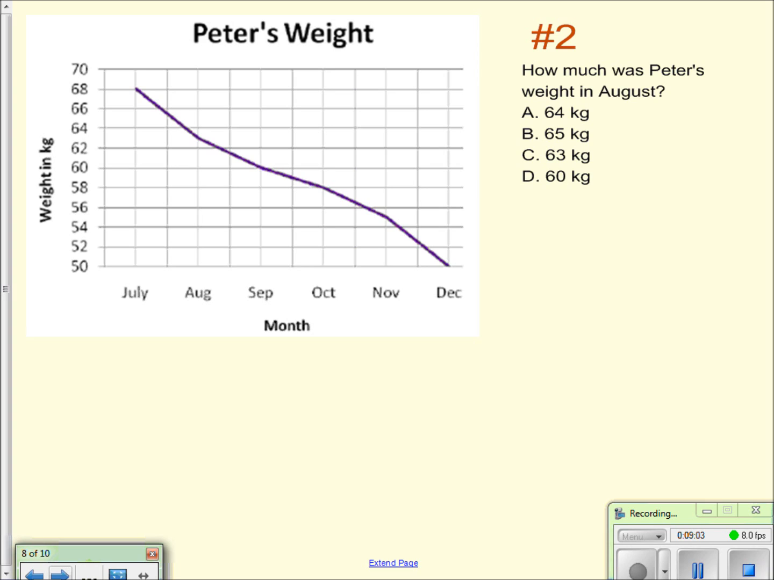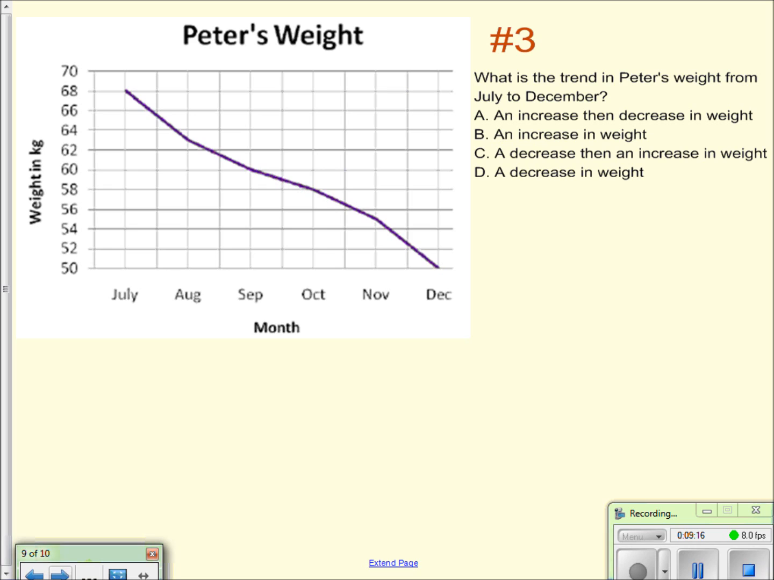Question 2. How much was Peter's weight in August? A, 64 kilograms, B, 65 kilograms, C, 63 kilograms, D, 60 kilograms. And the last question. What is the trend in Peter's weight from July to December? A, an increase, then decrease in weight. B, an increase in weight. C, a decrease, then an increase in weight. D, a decrease in weight. If you're not sure, decrease means going down, increase means going up.